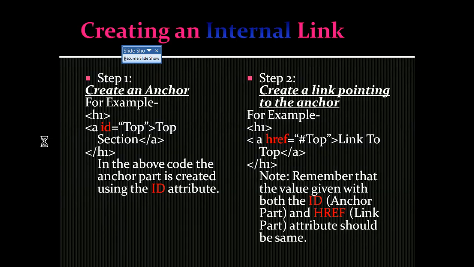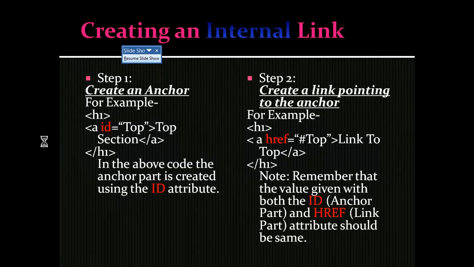You can see the difference is that in the anchor part the ID attribute is used, in the link part the href attribute is used. Now both the parts have the same value top, but you can see in the link part along with the value top an additional symbol, the hash symbol, is given. That thing you must remember. In the anchor part the id attribute is used, and in the link part the href attribute is used. Along with the href attribute the hash symbol is also used.